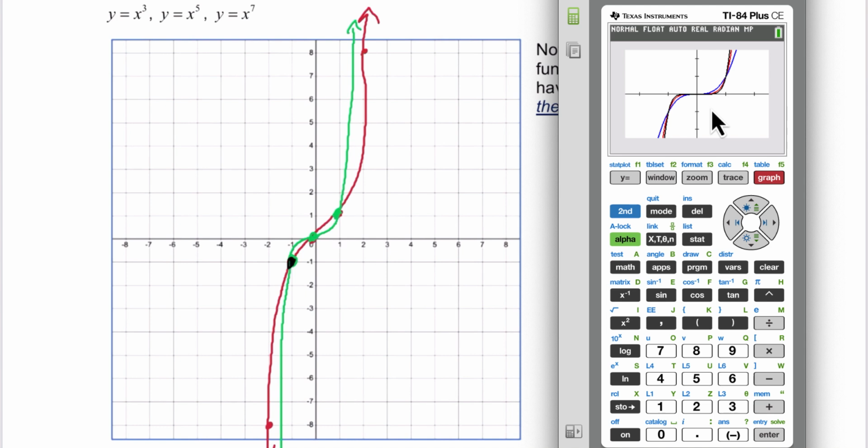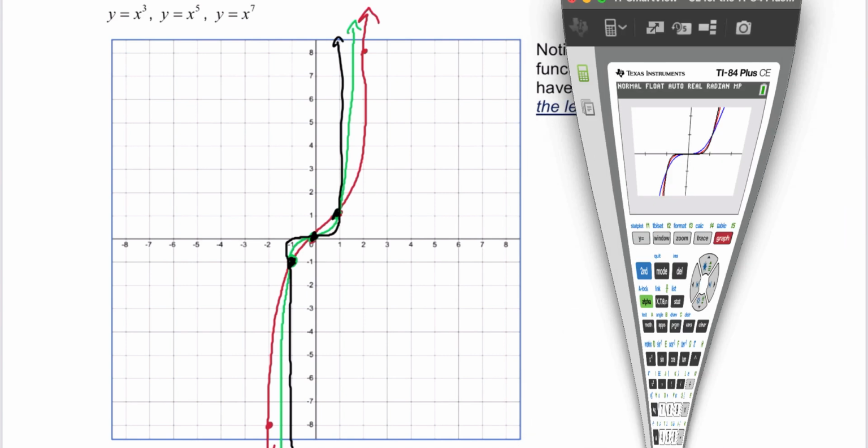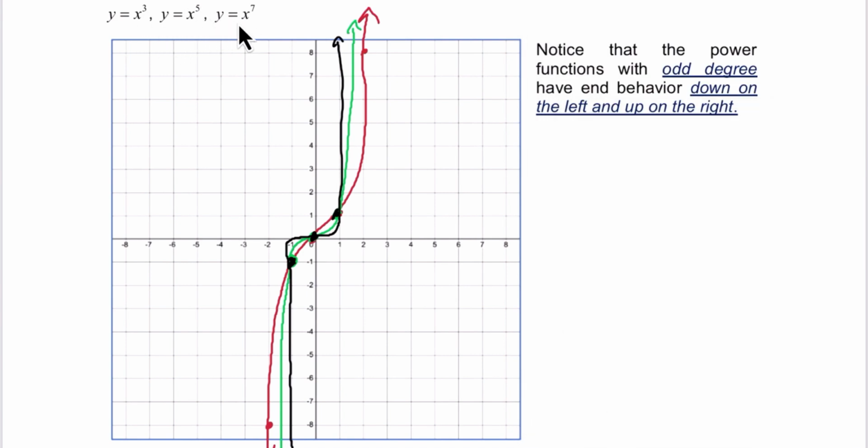Then x to the seventh, again, is very similar. It's going to go through (-1, -1), (0, 0), (1, 1), but it has a skinnier shape. Again, closer to the origin, it gets a little bit flatter. And we have a basic shape of x to the seventh. Really, what we want to take away from this is recognize that these power functions have odd degrees, and look at the end behavior of what's happening. It's going down on the left and up on the right.